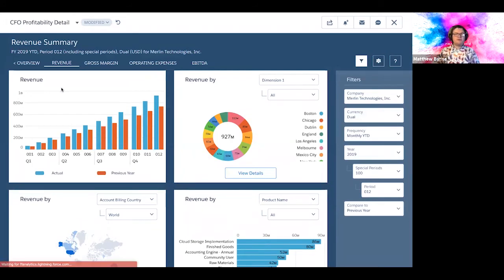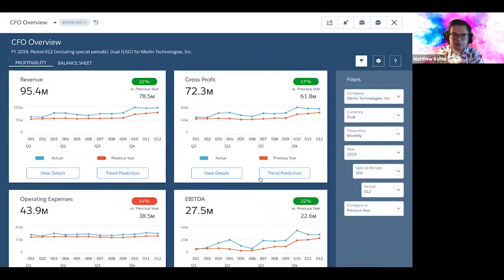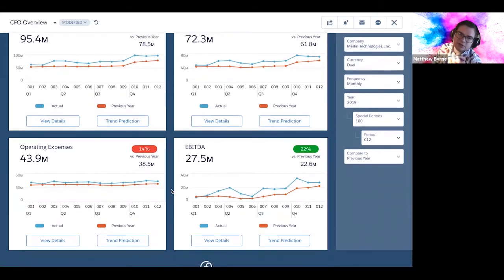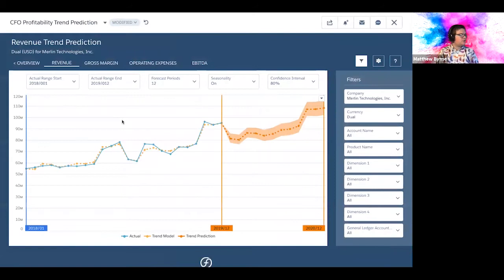If I go back to the overview, you'll also notice we have trend prediction. When we were building these, we decided time series as a word might not mean anything to people. And so we wanted to just say that this is going to be a prediction based on trend.